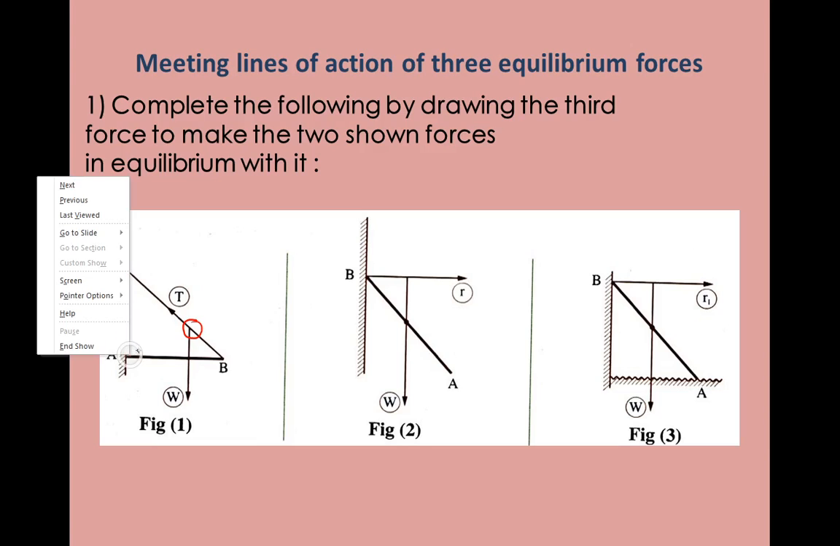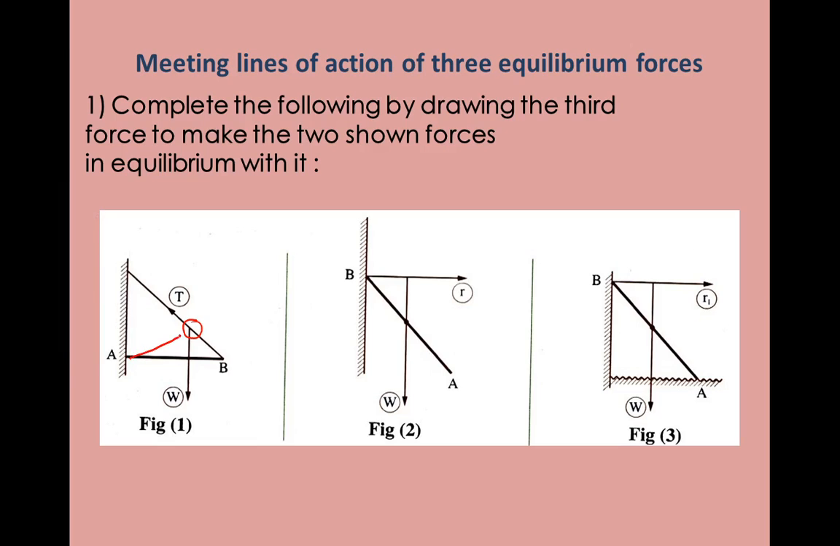I'll draw the reaction force to pass through this point, which is the point of concurrency of the weight and the tension force lines of action. In figure 2, the metallic rod is labeled AB. The lines of action of the weight and the reaction force are drawn.